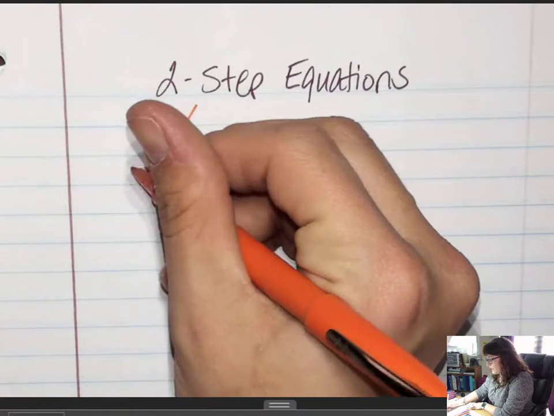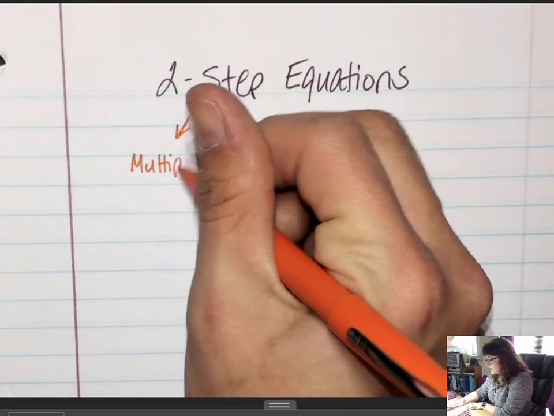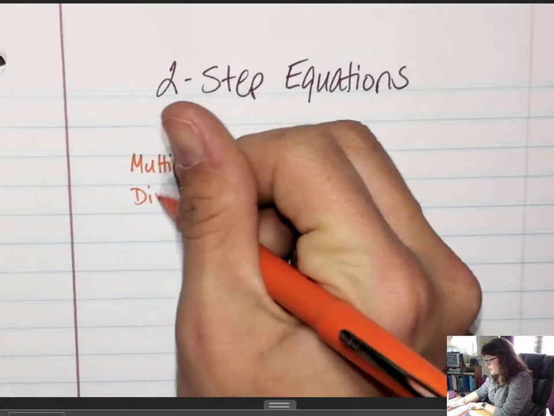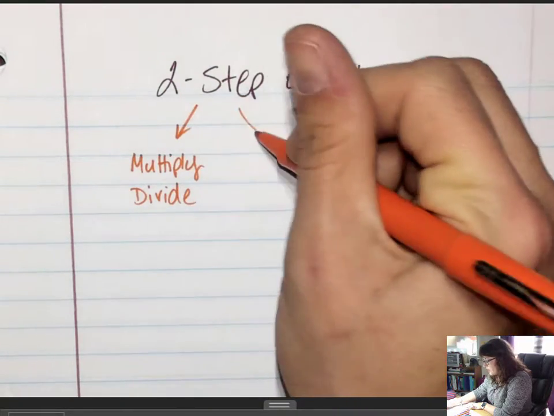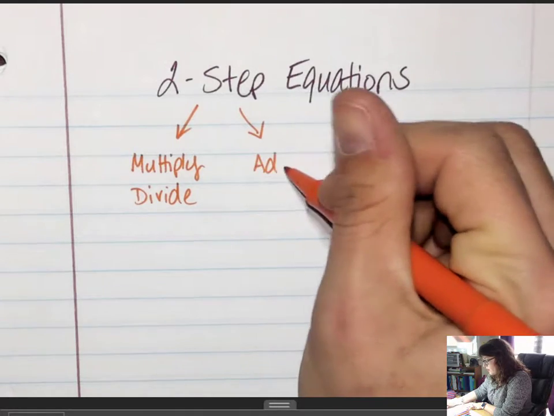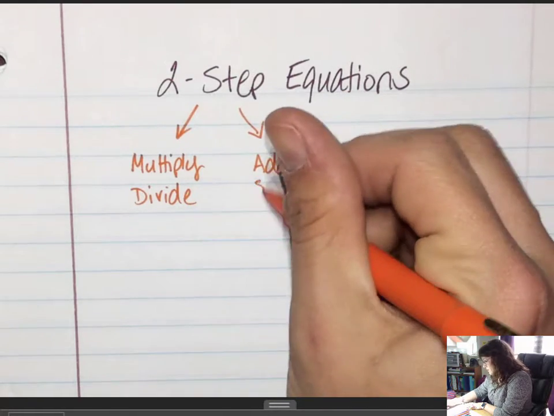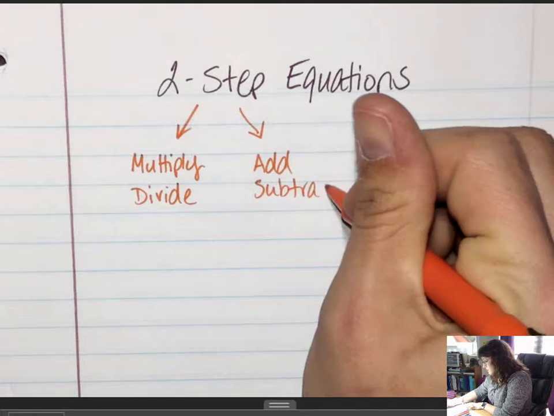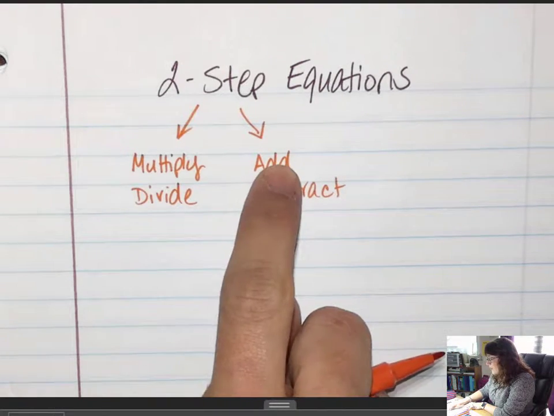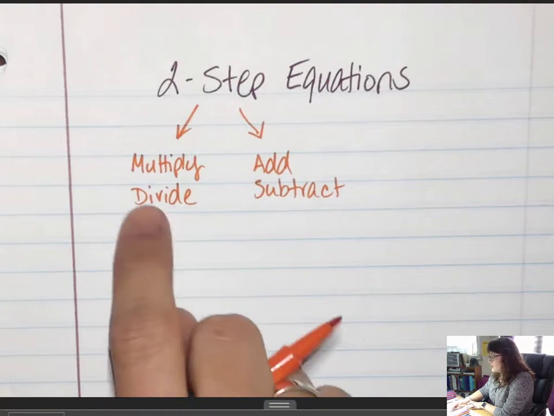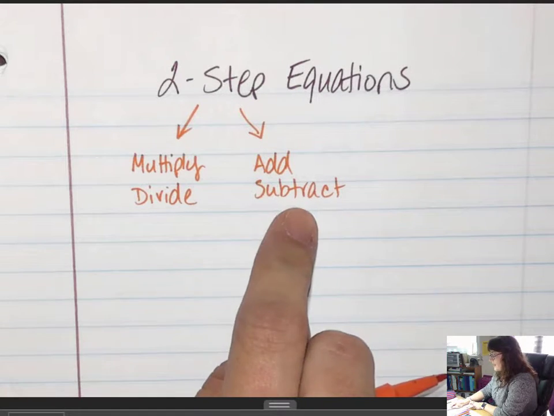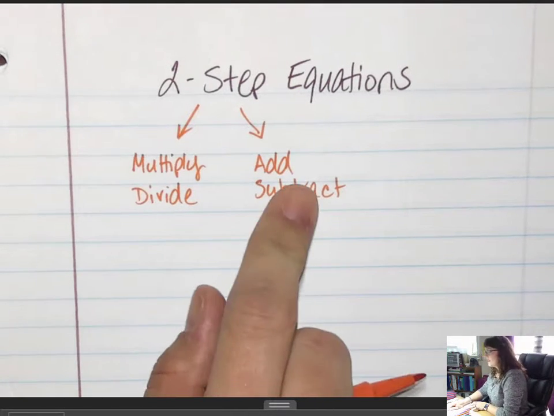You're either going to multiply, divide, or you're going to add, subtract, or it's one from each. So you can multiply and then add, or multiply, subtract. You could divide, then add, or divide, then subtract. It's one, then the other.